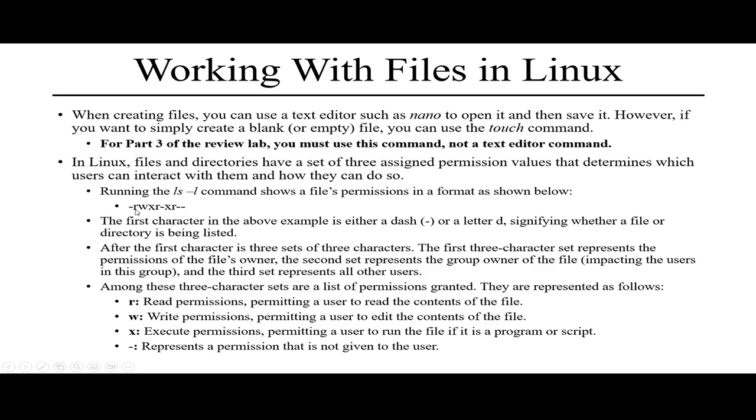After this first character are three sets of three characters. They're either a letter or a dash. The first three represent the permissions for the file's owner. The next three represent the permissions that the group has, the group owner of the file. So not only does the file have an individual user owner, but also a group that owns it as well. Any user that's in this group is affected by these group permissions. Now the last three are the permissions for all other users on the system.